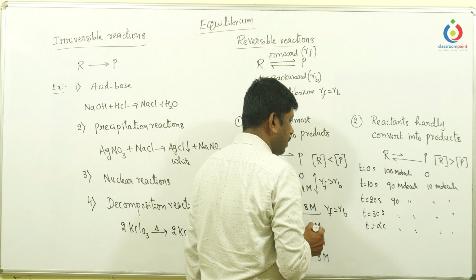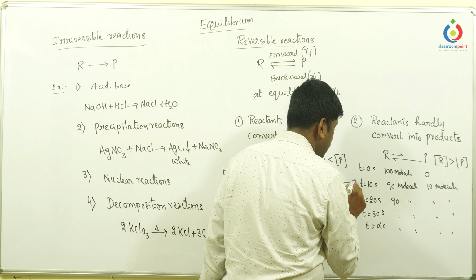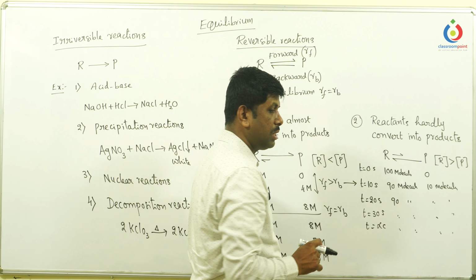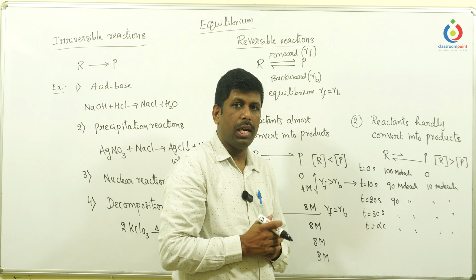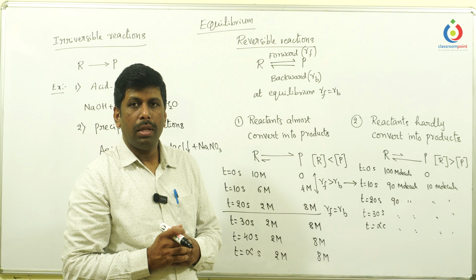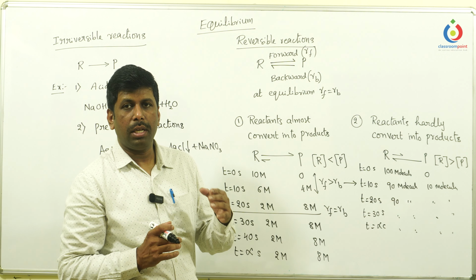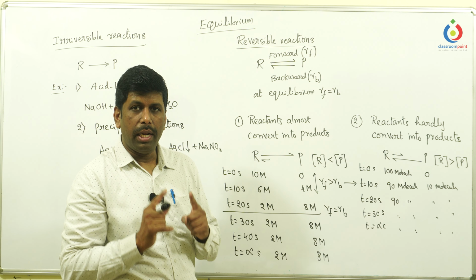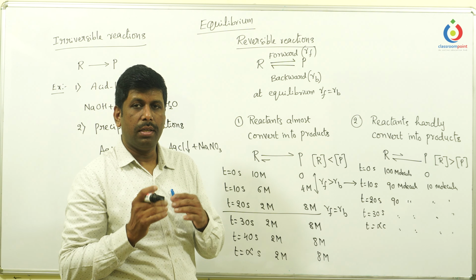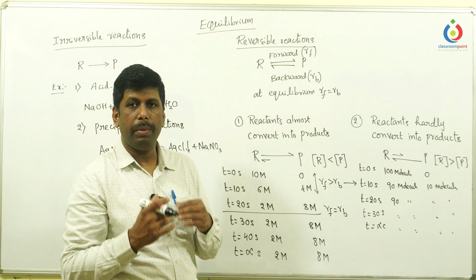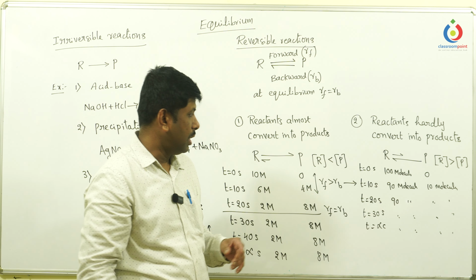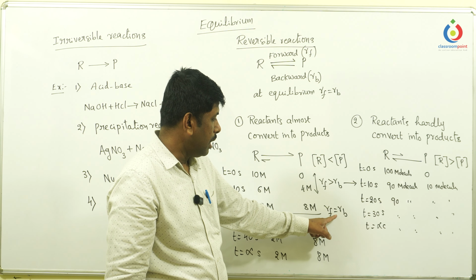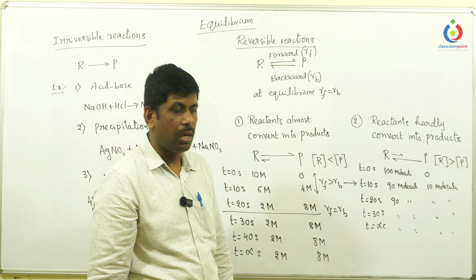That means for this type of reaction, from here onwards, there is no change in the concentration of reactants and products. You should remember one point: at equilibrium, the concentrations of the reactants and products are not necessarily equal. Only the rates must be equal. The concentrations of the reactants and products may or may not be equal. So in this case, even at the equilibrium stage, rates are equal, but concentrations are not equal.